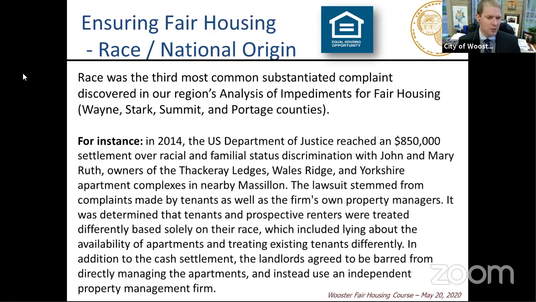In addition to the cash settlement, the landlord agreed to be barred from directly managing the apartments in the future. And today, there's an independent property management firm that handles that to ensure that those three communities have equal access to housing. So this, again, is a very short drive from where we live and work here in Worcester. So unfortunately, it's very real, and it's something that we need to be paying attention to.